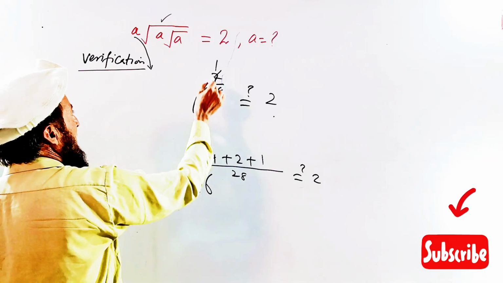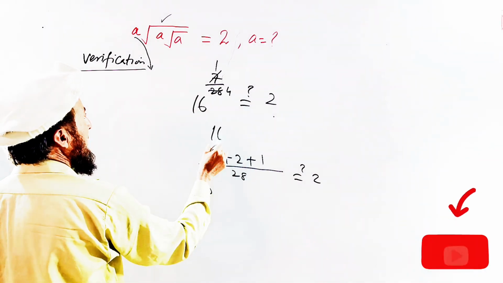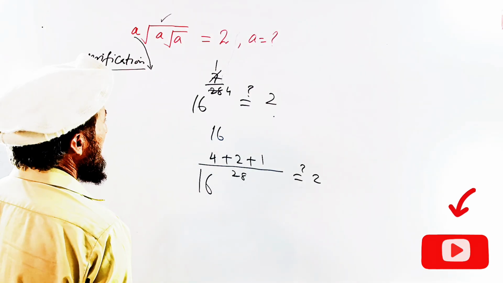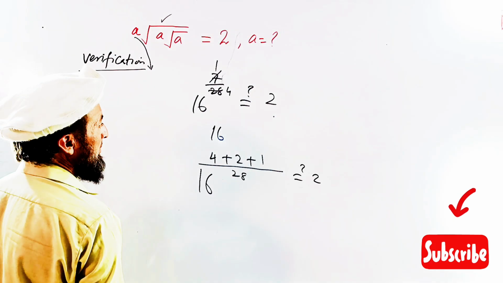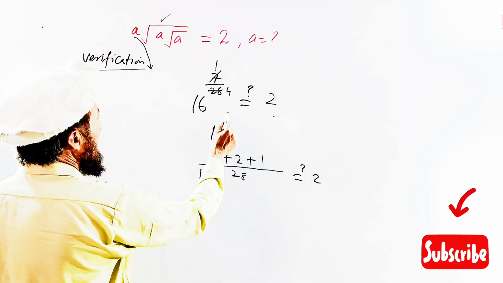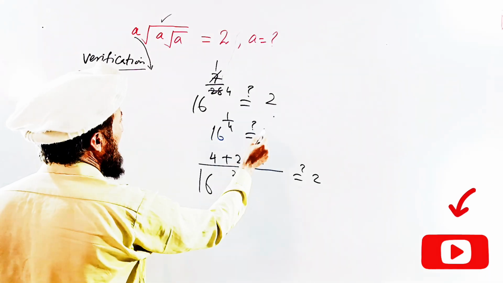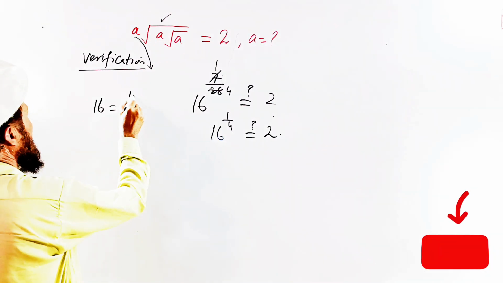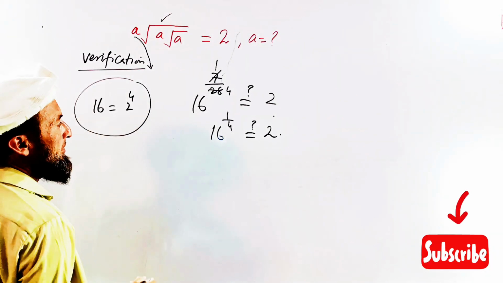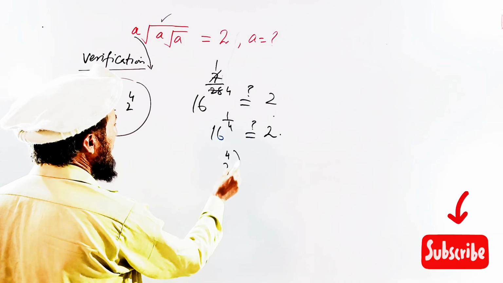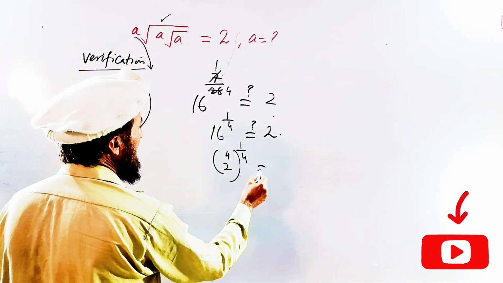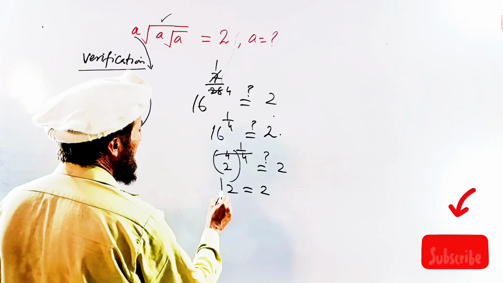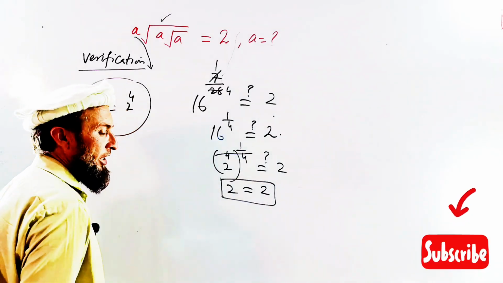Now 7 and 7 are cancelled, we get here 1 by 4, 16 to the 1 by 4 is equal to question mark 2, is equal to 2 exponent 4 as a whole 1 by 4 is equal to 2 is the question mark. Both are cancelled, 2 is equal to 2, so our answer is correct.